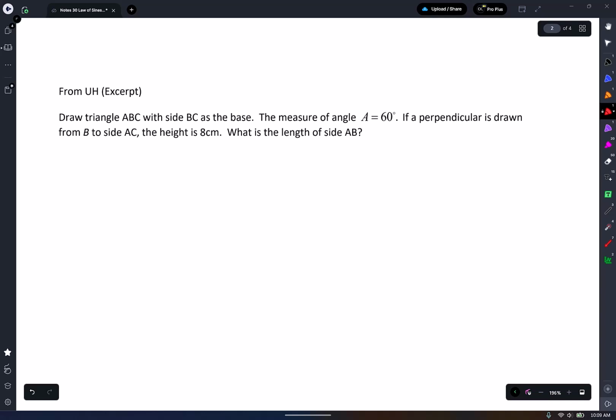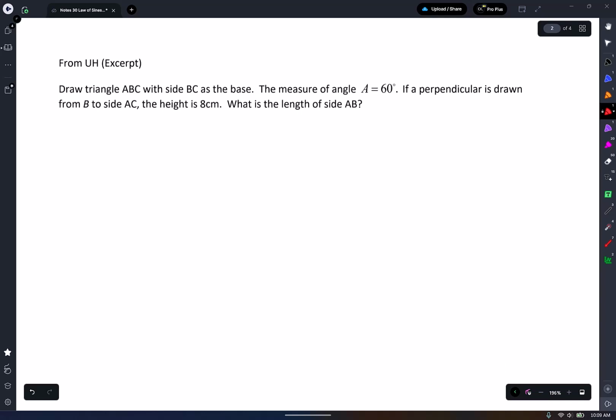This is from UH. It says, draw a triangle ABC with side BC as a base. The measure of angle A is 60 degrees. If a perpendicular is drawn from B to side AC, the height is 8 centimeters. What is the length of side AB? Okay, so let me draw my triangle. BC is the base, so you want that to be horizontal.